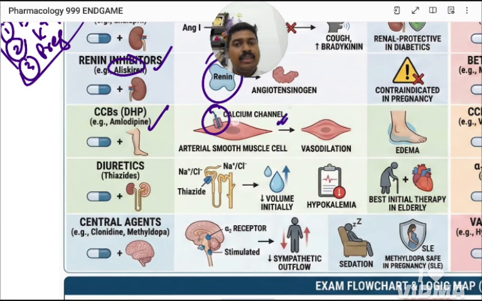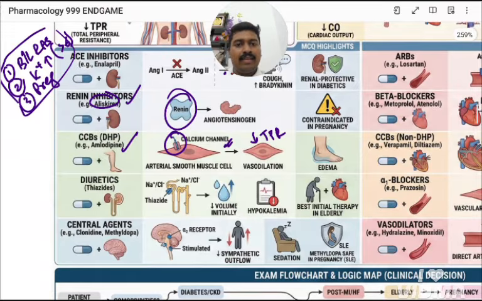as a result of which, otherwise this will contract, now it will not contract, so it will cause vasodilation. This is a mechanism of decreased total peripheral resistance. A side effect of this is it causes peripheral edema. So this can be asked in your question.